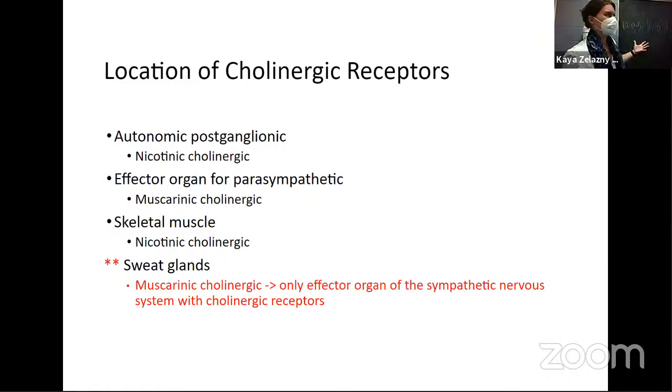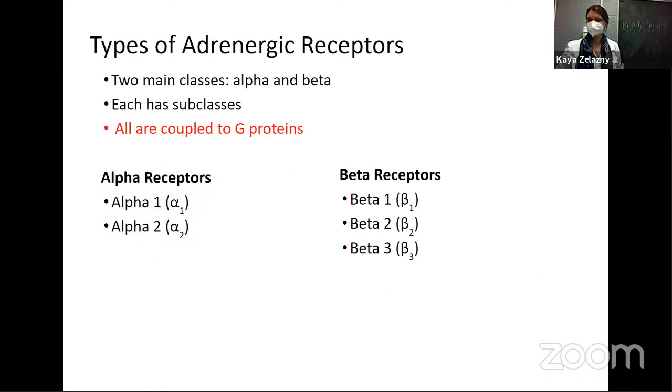And the way that that happens is that the adrenal glands are releasing those hormones, the norepinephrine and epinephrine. So sweat glands can respond to circulating stuff in the blood, basically.